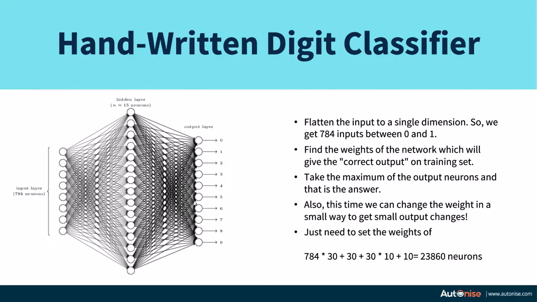And then finally, for each output, we'll have a bias. So you have 10 more parameters. This corresponds to a total of 23,860 parameters. So you have to find the value of these many parameters to be able to create the handwritten digit classifier task.